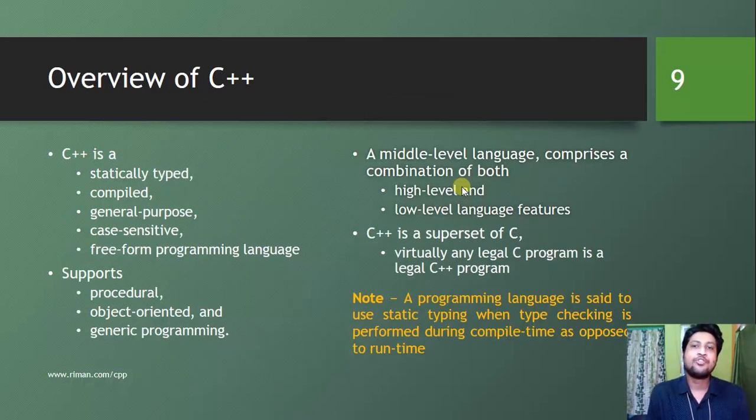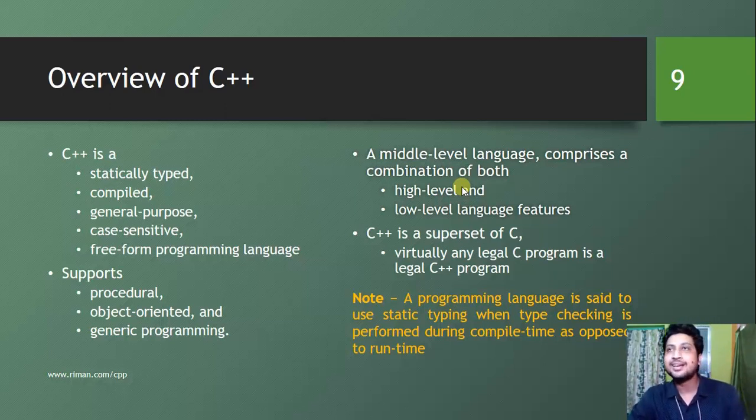So let's have an overview of C++. C++ is statically typed. What is statically typed? A programming language is said to be statically typed when type checking is performed during compilation time as opposed to runtime. That means whatever types of variables are available in any C++ program, the types are checked at the time of compilation. That's why it is called statically typed.